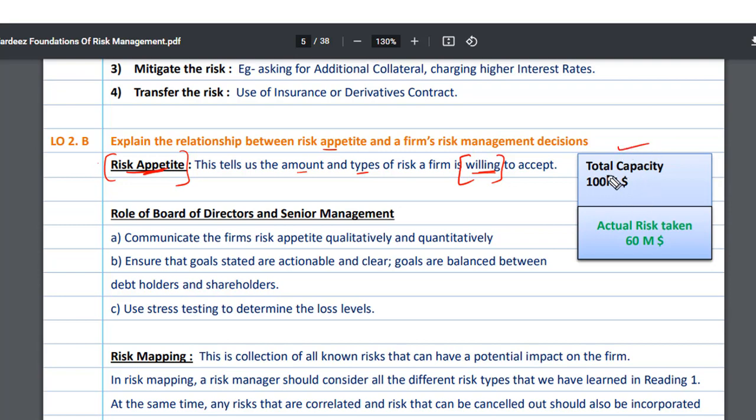Over here is an example. So the total capacity of, let's say, any firm is $100 million. That's the risk capacity of the firm, and the actual risk taken should be below the total capacity. So what we have taken in this example is $60 million as the risk in an actual scenario. So this $40 million of buffer can be used in case we face any unexpected losses. Okay, so this is how the risk appetite should be structured, how the actual risk should be taken in any firm, below the total capacity.